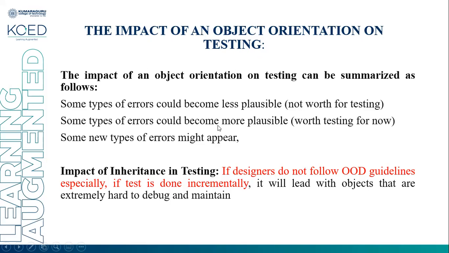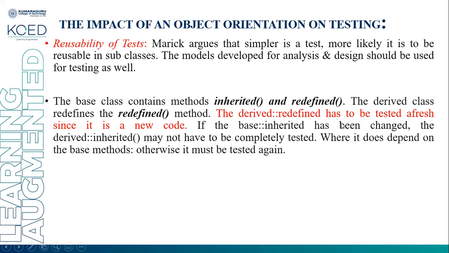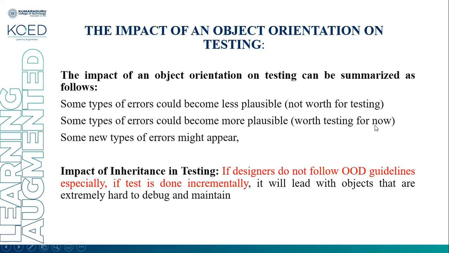Some types of errors could be more plausible, more reasonable. They are worth testing now. Okay, we have to test them immediately. Some new types of error might appear, some unexpected errors, that are beyond the imagination of the tester. So these three are the possible scenarios.